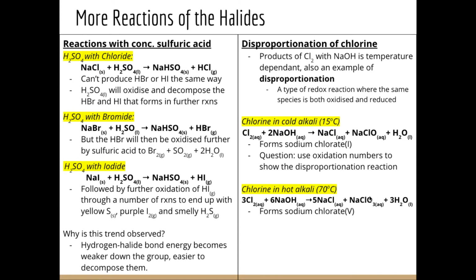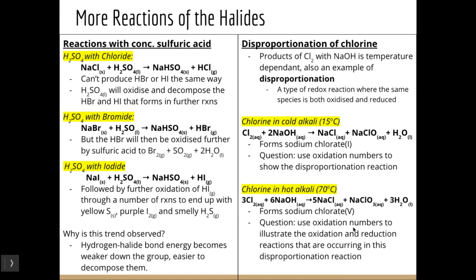If this is called sodium chlorate 5, you might be able to puzzle out, just based on that name, what oxidation state the chlorine is going to be in. But why don't you have another practice of this in case you didn't quite get it that first time? Can you pause and use oxidation numbers to illustrate the oxidation and reduction reactions that are occurring in this disproportionation reaction? So do the exact same thing and then check the answer now.